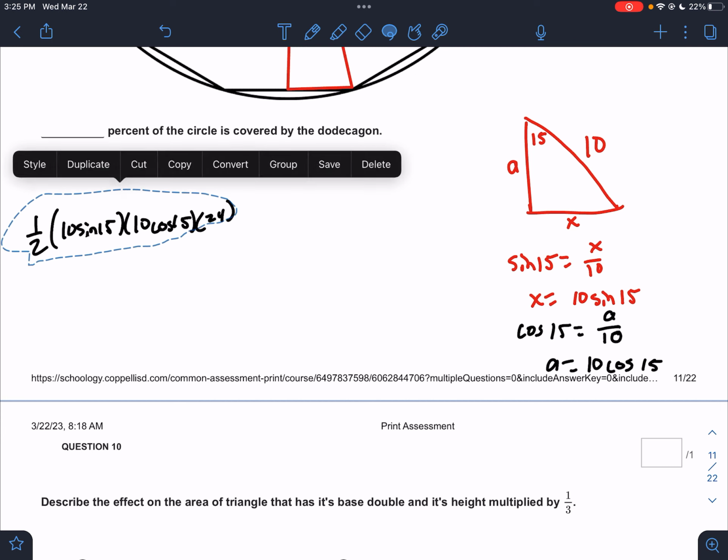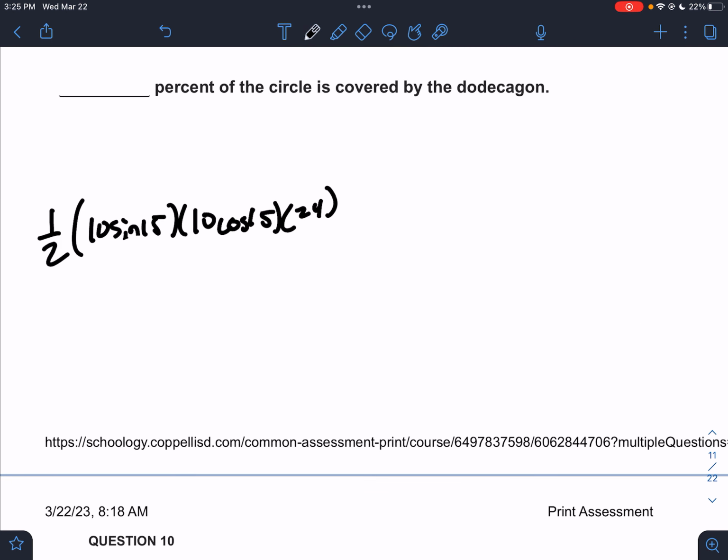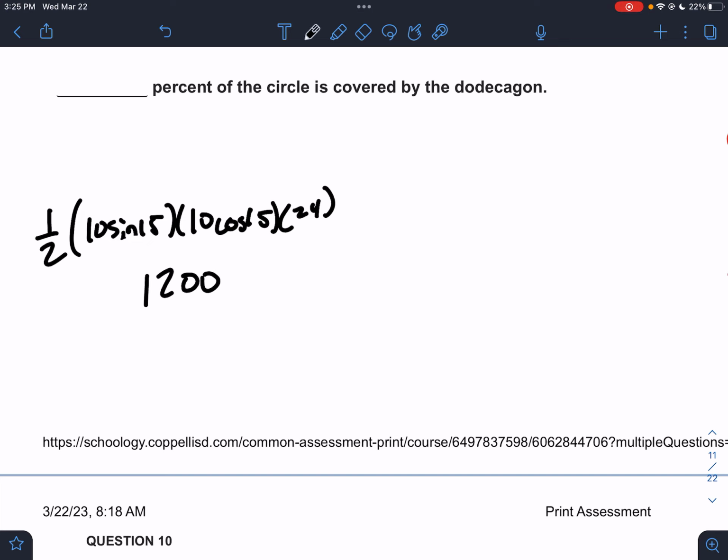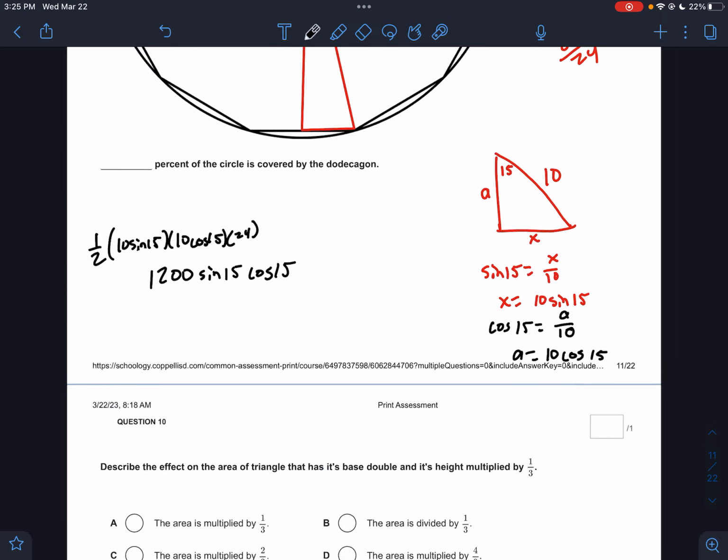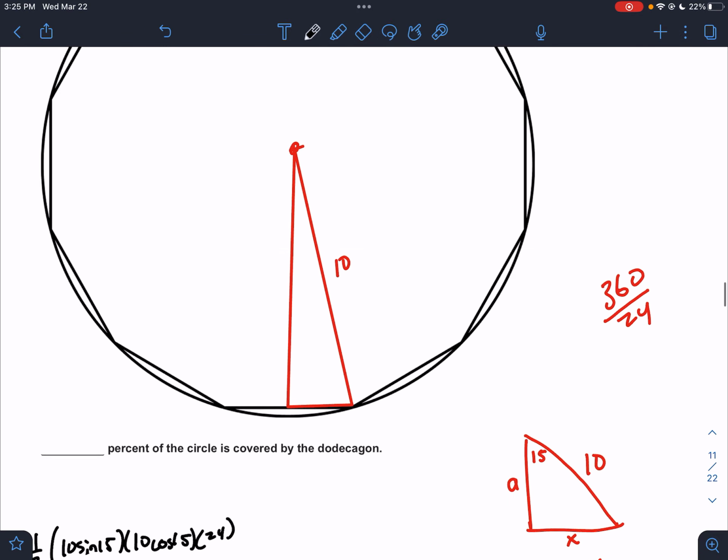I'm going to do that over here. So that would be 10 times 10 is 100. Half of 24 is 12. That would be 1200 sine 15 cosine 15. So that's the area of the dodecagon.